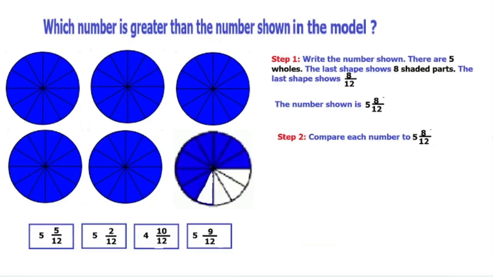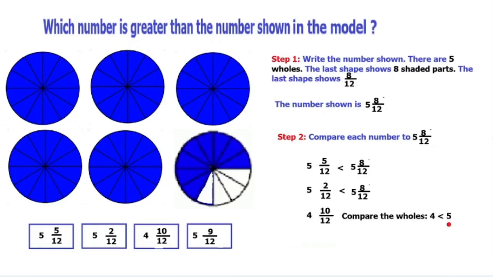5 and 2/12. We know 5 and 2/12 is less than 5 and 8/12 because 5 and 2/12 would only have 2 of these shaded. So that mixed fraction is less. Now let's compare 4 and 10/12. This one's pretty easy because we only need to compare the whole numbers. The whole numbers are different. So 4 is less than 5. We know that. So automatically this one is less than. We don't have to go any further and look at the fraction.